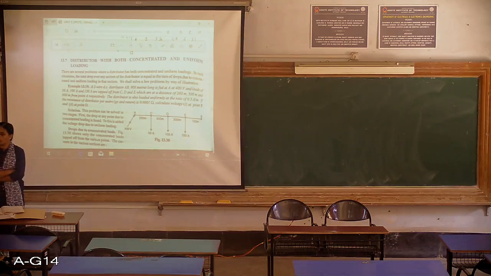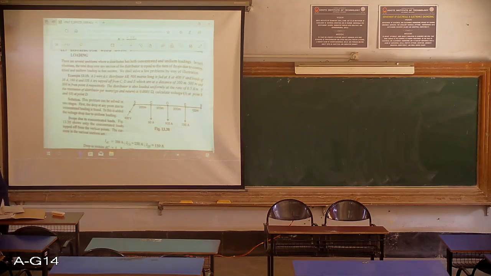The distributor is also loaded. In the first case they have told that there is concentrated loading, and they have given you the tappings I1, I2 and I3. The second statement says the distributor is also loaded uniformly at the rate of 0.5 amperes per meter. If the resistance of the distributor per meter, go and return, is 0.0001 ohms, calculate the voltage at point B and at point D. So both cases are included. We will just see the solution.